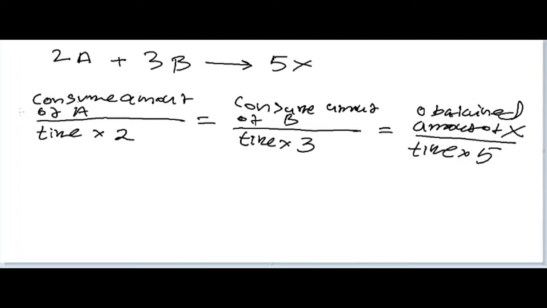Here is a very special thing I want to explain. Consumed amount means consumption of a reactant, therefore for this one you have to use a negative sign, and here also you have to use a negative sign, and here a positive sign. This is very simple. Negative means consumed, positive means the product is just obtained.